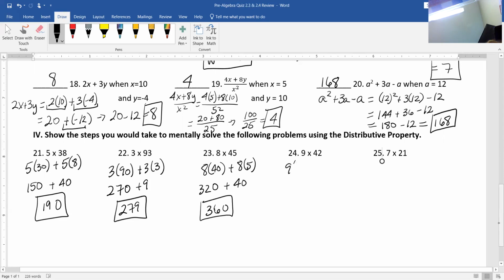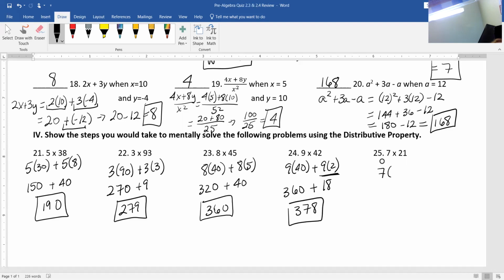All right, 9 times 42, this is 9 times 40 plus 9 times 2. Gets a little trickier when that second part of the number is a double digit, but that's okay, y'all can do it. 9 times 4 is 36, have a 0 on the end. 9 times 2 is 18. So 360 plus 18 is 378. And then the last one, 7 times 21. 7 times 20 plus 7 times 1. 7 times 20 is 140, plus 7 gives us 147. Easy enough.